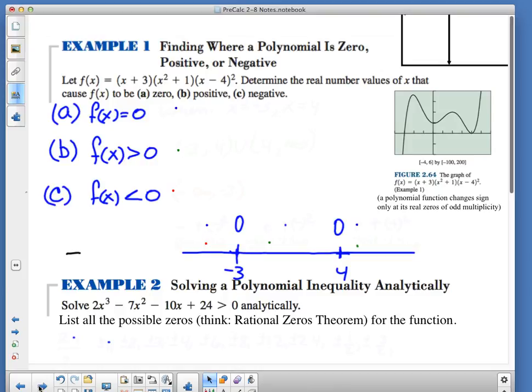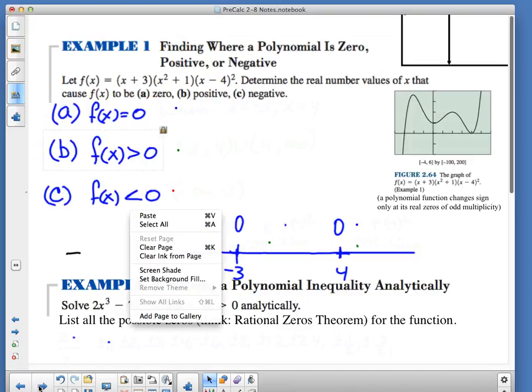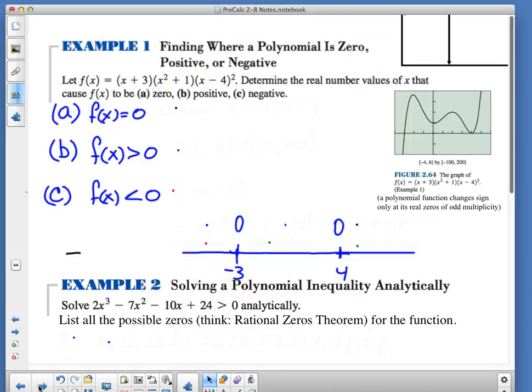So go ahead and find answers for those. And remember, what I'm asking you here is, when's it 0? When's it positive? When's it negative? It's another way of me asking those same questions. It's a very similar sign chart to the previous one, because of that irreducible quadratic.